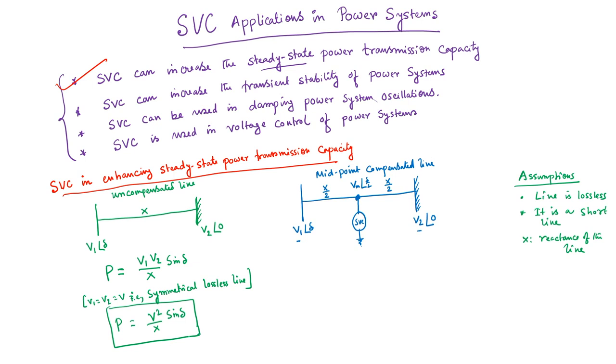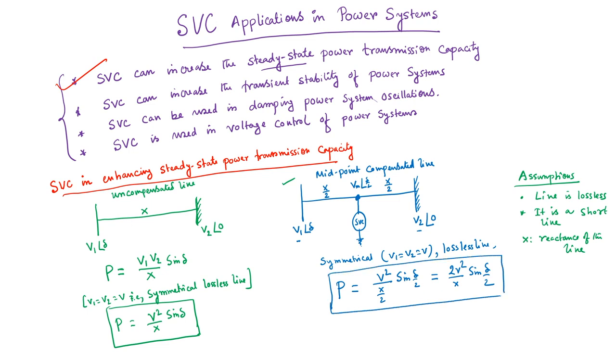Okay. Now, similarly, we also consider the midpoint compensated line, which is a symmetrical line. So, for a symmetrical lossless line, that means V1 is equal to V2 is equal to V, the expression for active power would be equal to V square divided by x by 2 multiplied by sin delta by 2. Which means that it is equal to 2 V square by x sin delta by 2. So, this is the expression of active power for the midpoint compensated line.